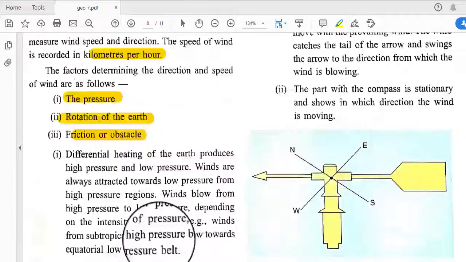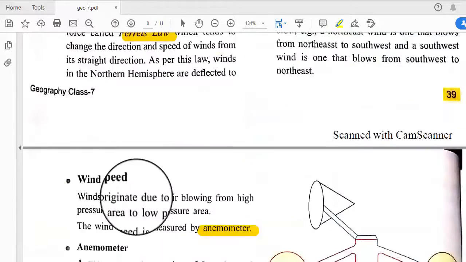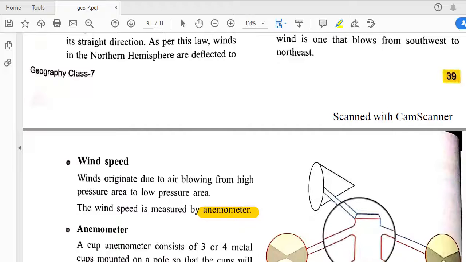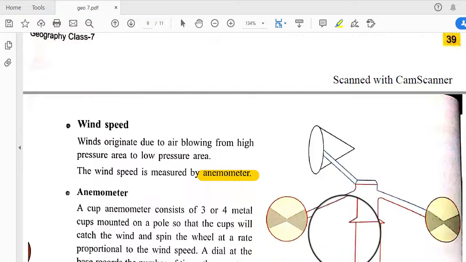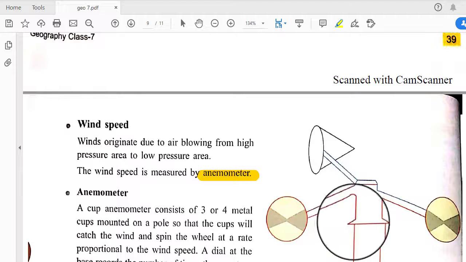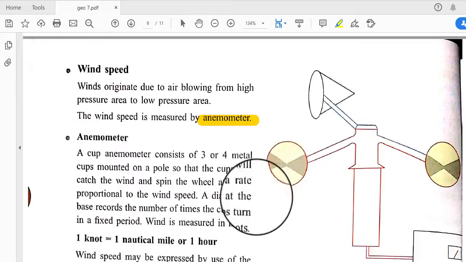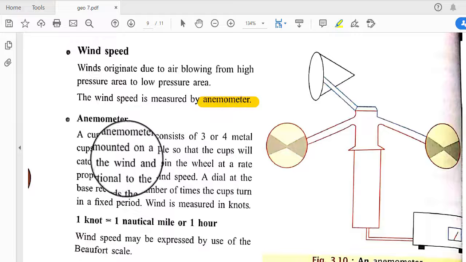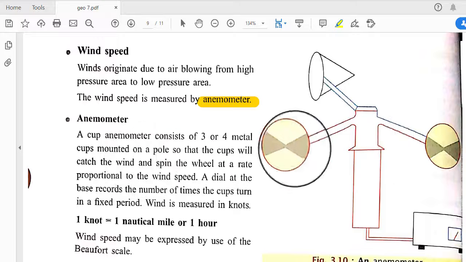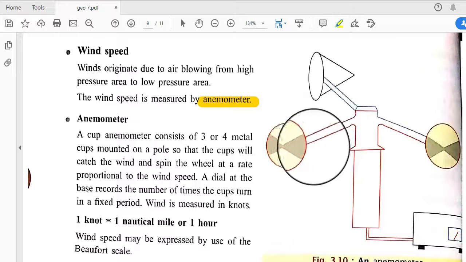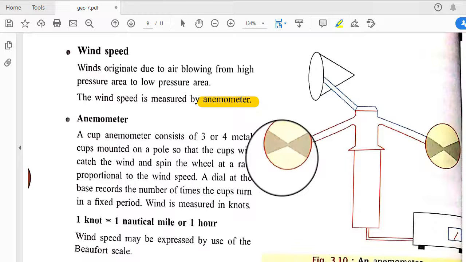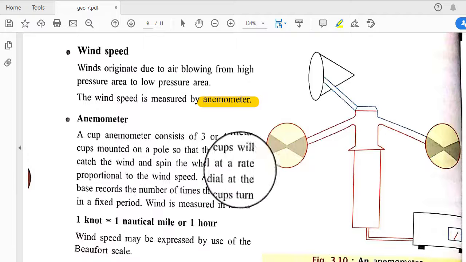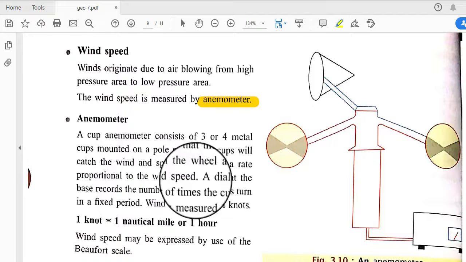Another instrument like the wind vane is the wind speed instrument, the anemometer. With the help of the anemometer we can measure the speed. A cup anemometer consists of 3 or 4 metal cups mounted on a pole. So these are the cups. The 3 or 4 metal cups are mounted on the pole so that the cups catch the wind and spin the wheel at a rate proportional to the wind speed.